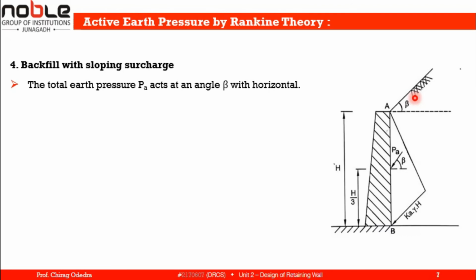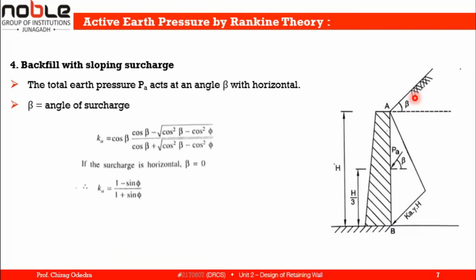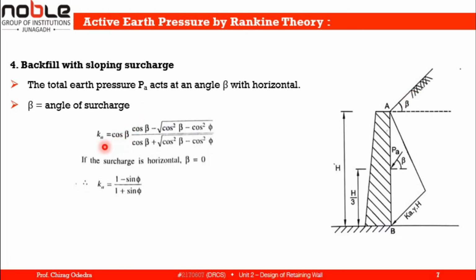but the difference will be in the equation of Ka, that is K is equal to cos beta into (cos beta minus under root cos square beta minus cos square phi) upon (cos beta plus under root cos square beta minus cos square phi). So here beta is equal to the angle of surcharge and phi is equal to the angle of repose. The only difference is in Ka, and if the surcharge is horizontal, beta will be 0.